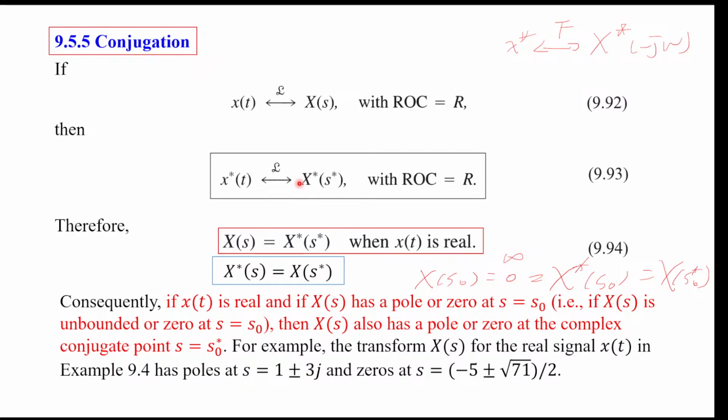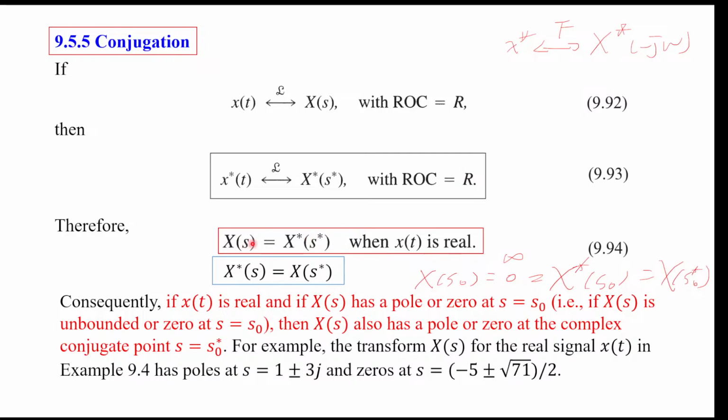And so this is the formula, and actually the ROC doesn't change. You just apply a complex conjugation to a whole bunch of things, but the complex conjugation of infinity is still infinity, and the complex conjugation of a finite number is still a finite number. So the convergence doesn't change when you do this complex conjugation. So the ROC is still R. And now we have this conjugation property.